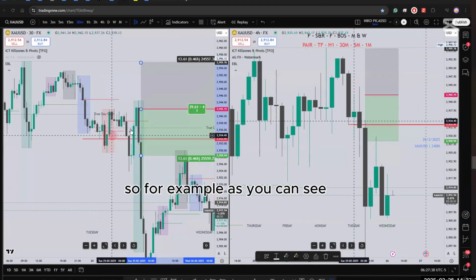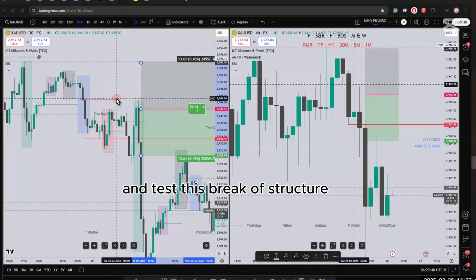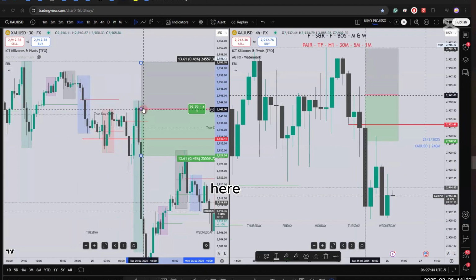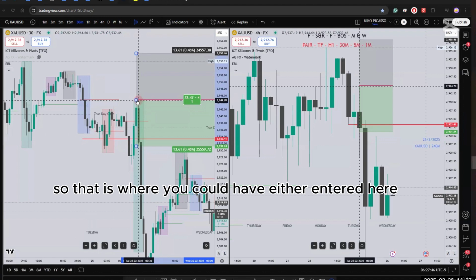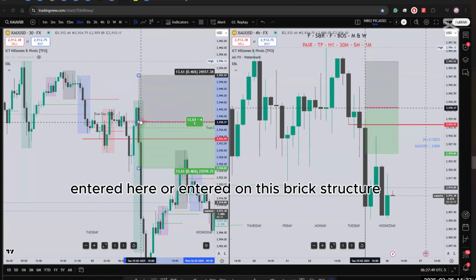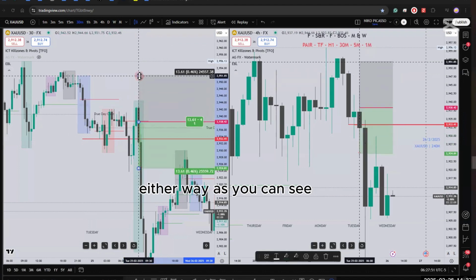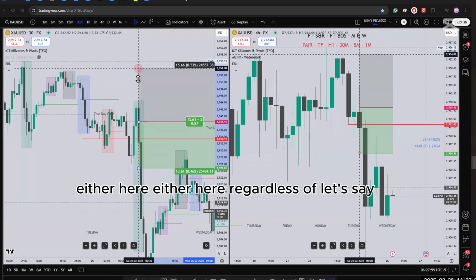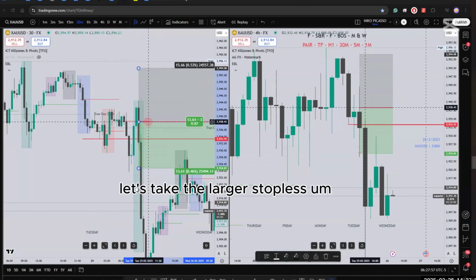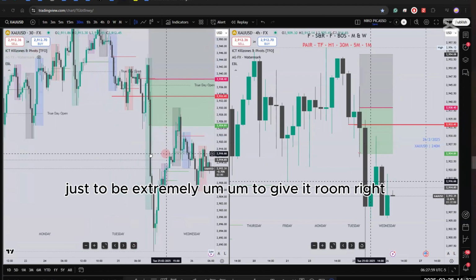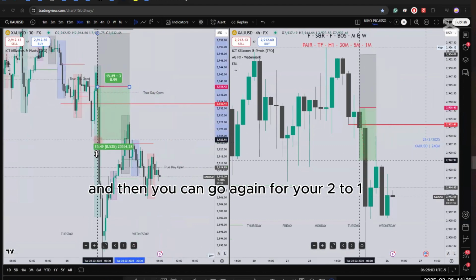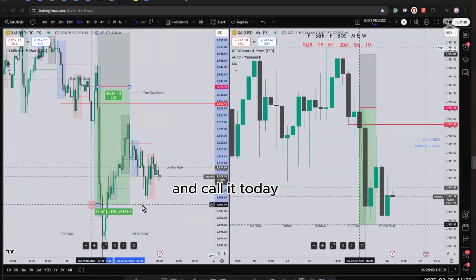So for example, as you can see, the market came back and tested this break of structure that was previously identified on the Asian session here. That is where you could have entered here, or while the market is going down, entered here, or entered on this break of structure. Either way, you have many areas where you can put your stop loss. Let's take the largest stop loss just to give it room, and then you can go for your 2-1 and call it a day.